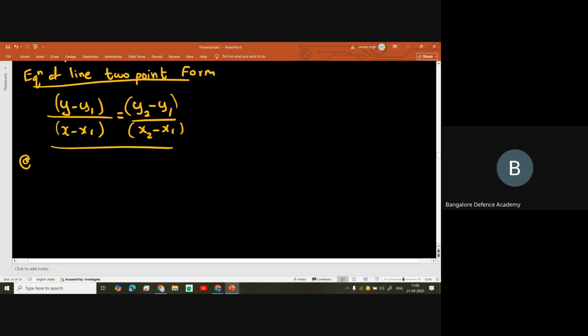Written? Yes, sir. Take down the question here. Find the equation of the line passing through the points -1, 1 and 2, -4. So this is your x1, y1, and this is your x2, y2. Find the equation of the line, put all the values and solve the equation quickly.